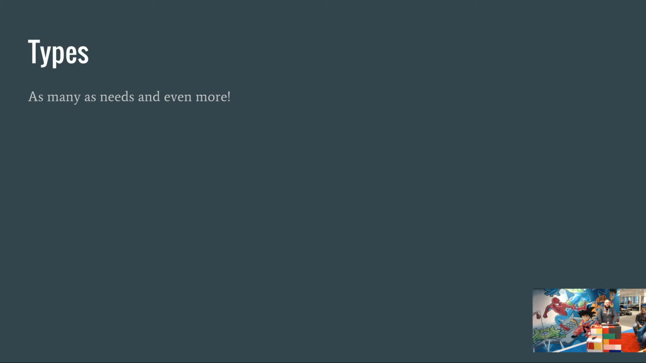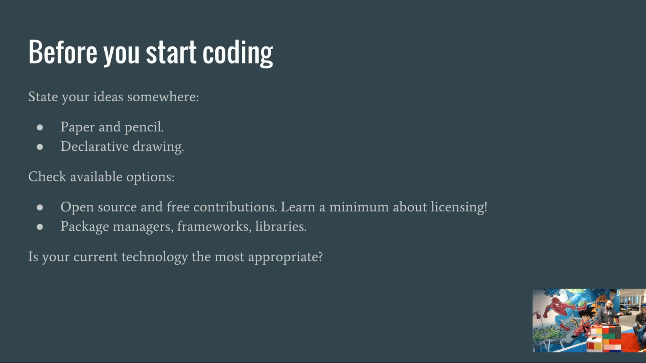First, before we start coding, one of the basic toolings we have are the paper and the pencil. We have to put our ideas somewhere before we start coding. Then we also have declarative drawing like UML diagrams, for things like class diagrams, use cases, flow diagrams. There are a lot of different types of declarative drawing.